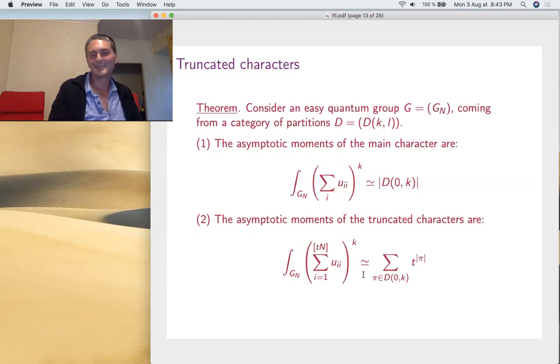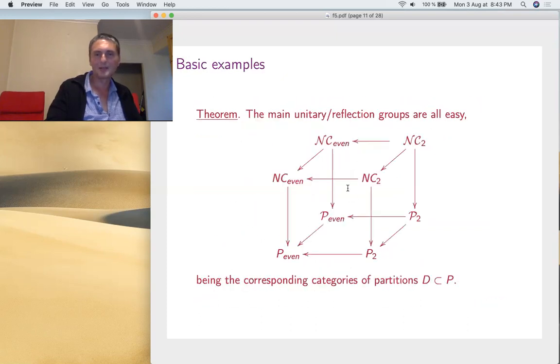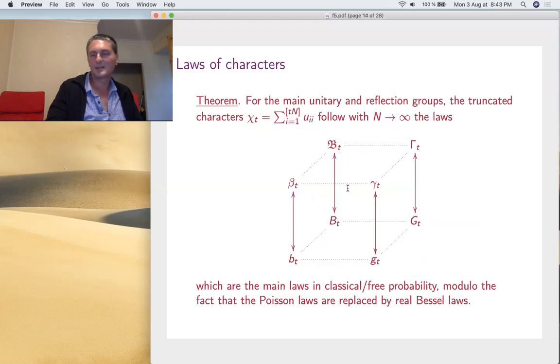And here you get this formula here. Any partition will contribute to the truncated moment with t to the number of blocks. So now we're ready to plug in these 8 categories here. I have the formulas. It's enough to plug in these 8 things here and get the laws. And no surprise, we get, of course, the laws. That's something that we more or less know. The 8 main laws in free probability here, which I remind you are normal, complex normal, Wigner semicircle, Voiculescu circular.